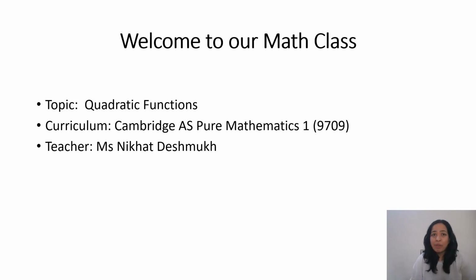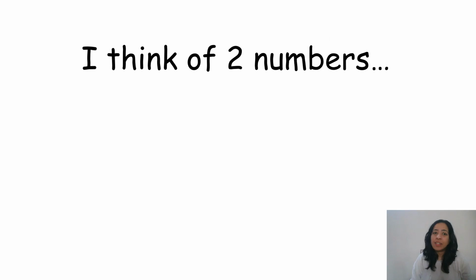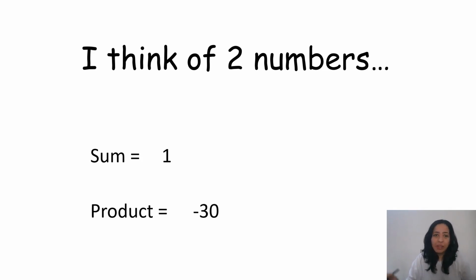Let's start with the topic of the day. But before we start with the objective of the day, we are going to do some brain exercise. So let's start with that. I want you to think about two numbers whose sum is equal to 1 and the product is equal to negative 30. Sum means addition, and product means multiplication of the two numbers.